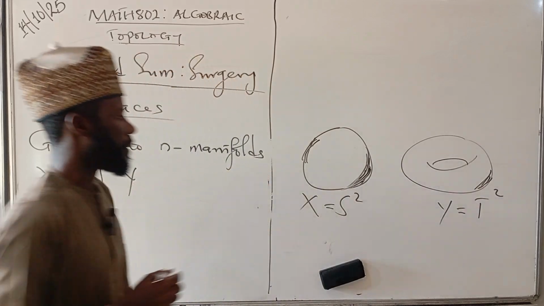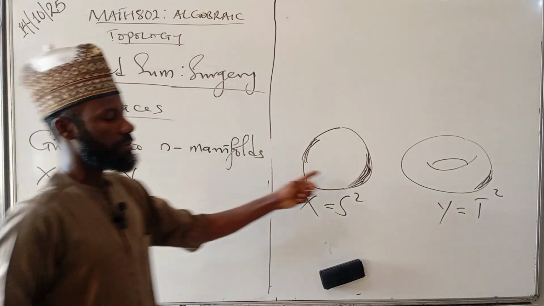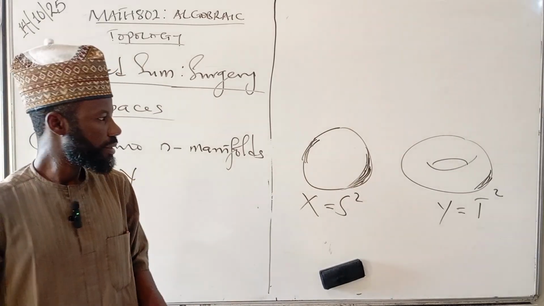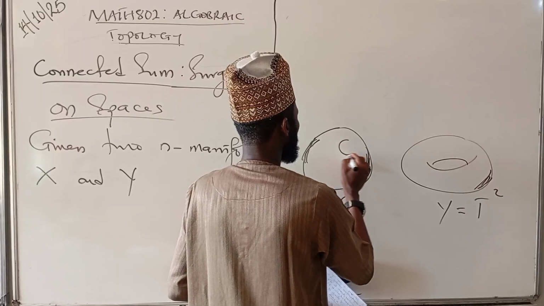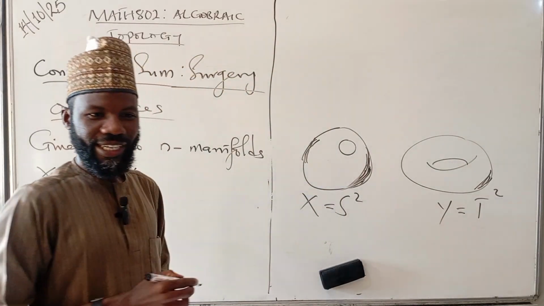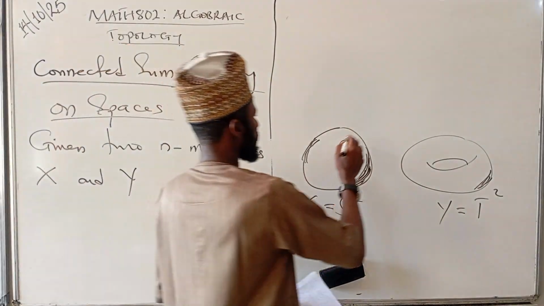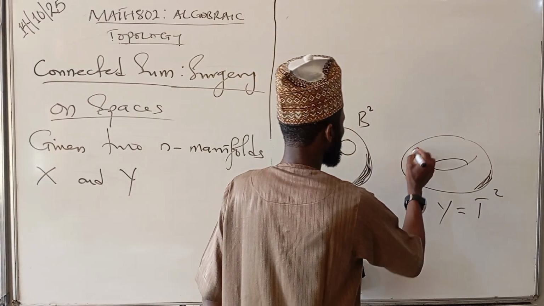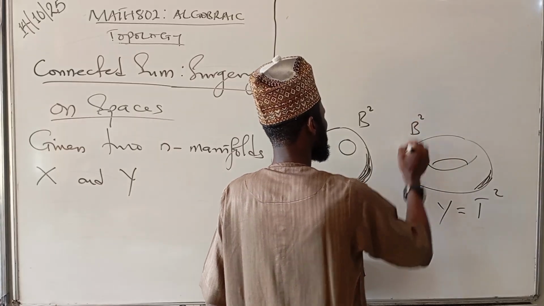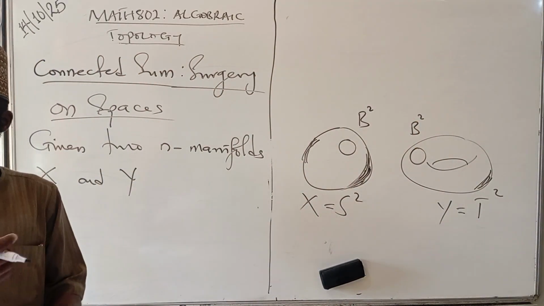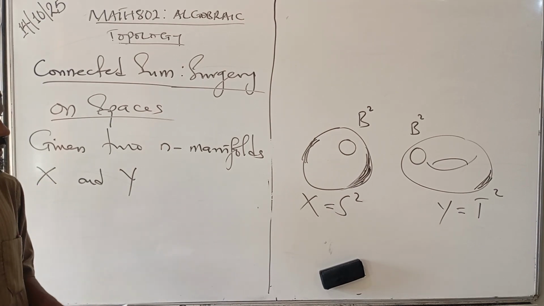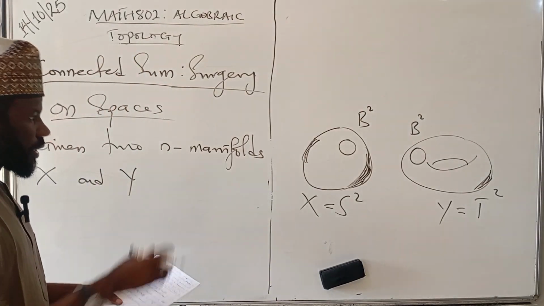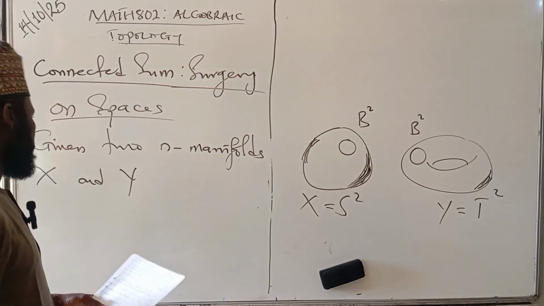Both of these are closed manifolds. There is no boundary. So you can cut a disk out of this. That is a ball of dimension 2. If you remove a disk, B2, you can also cut a disk from here, B2. And then you have created boundaries for these spaces. Once you remove a disk, it is no longer closed. So you have created a boundary.